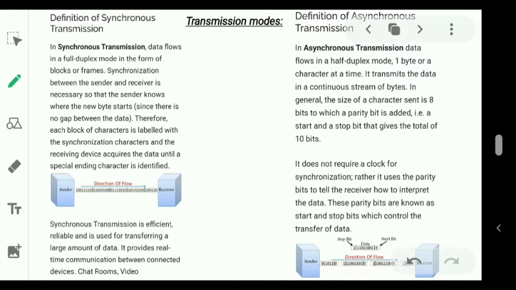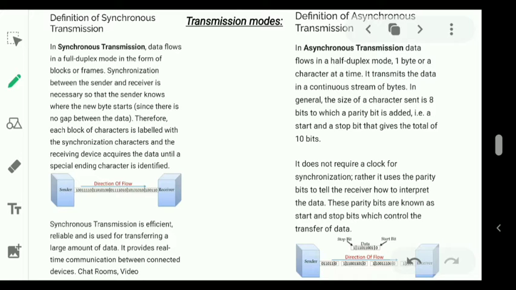Now coming to the different modes. Okay, so we know about the communication transmission methods, but in which mode are they doing this transmission? They are doing it in two ways, two modes. One is synchronous transmission and the other is asynchronous transmission. First, we will learn about synchronous transmission.